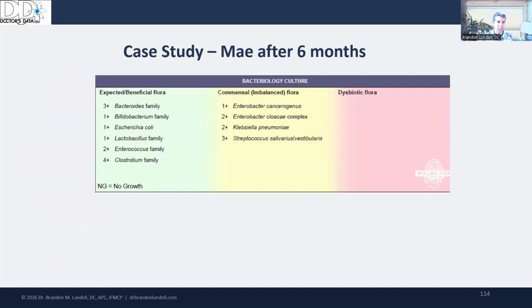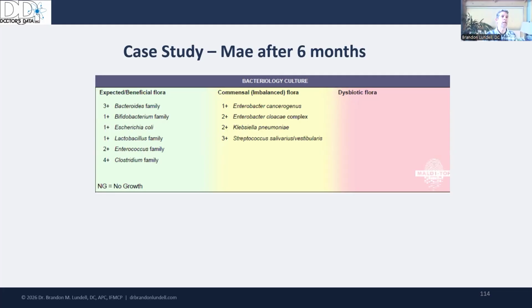And the last thing I want to say about the Doctor's Data test is this is the bacteriology culture that is in the comprehensive stool analysis. Just because this is green, this is really important, just because this is green does not mean everything there is where it should be. I think it could be reported differently, and Doctor's Data is starting to report it differently, so it makes sense. If it's a 1+, then it actually means that's not enough growth of the expected beneficial flora. So it really should be in the green, but with a highlight that says it's still imbalanced.